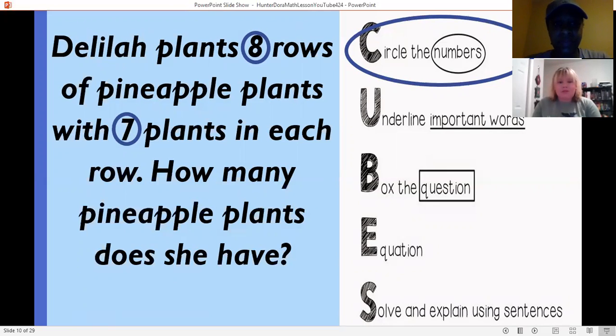All right, boys and girls, let's move on to the U for underline our important words. Before we move to the next slide, take a look at our problem and think for just a moment about what words you might underline.